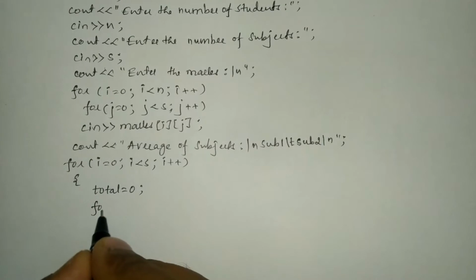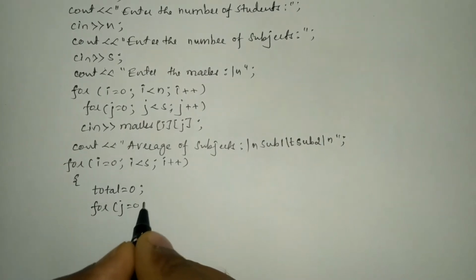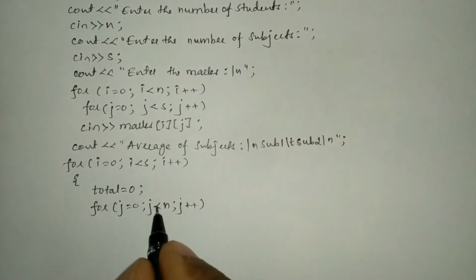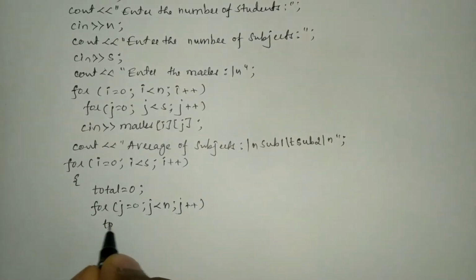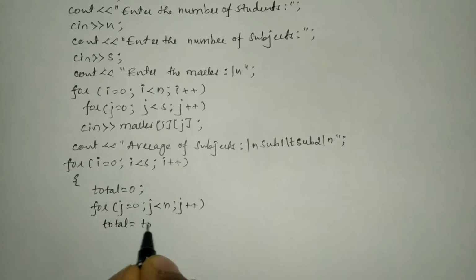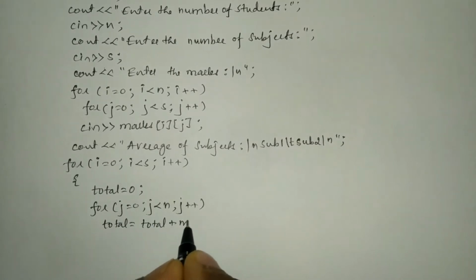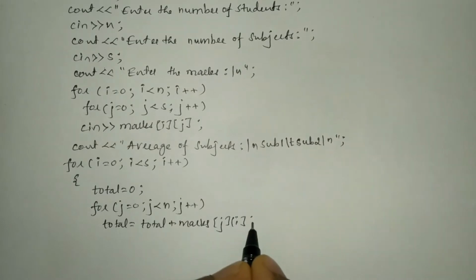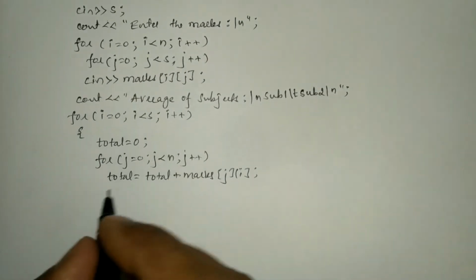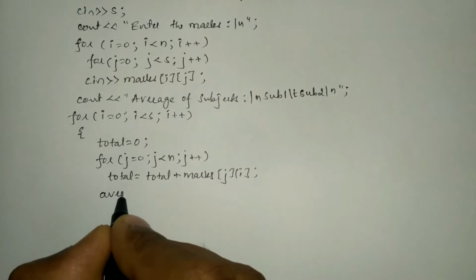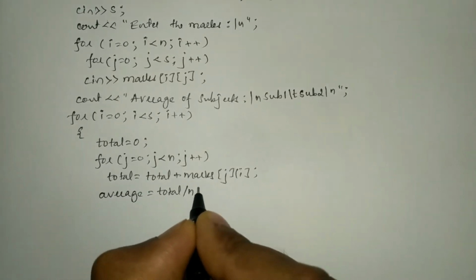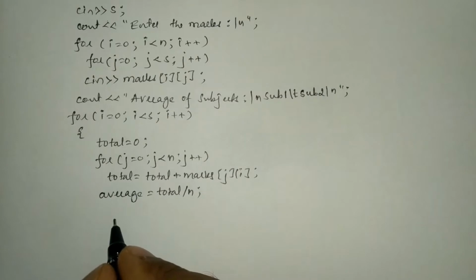Next we'll use iterative statement for j is equal to 0, j is less than n, and then j plus plus. Here we are going to calculate the total is equal to total plus marks of j i and put semicolon. Now we are going to calculate average. Average is equal to total divided by number of students.